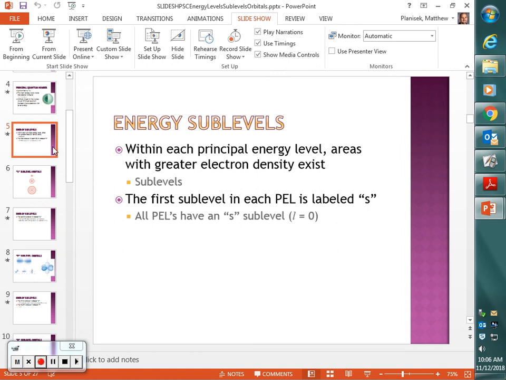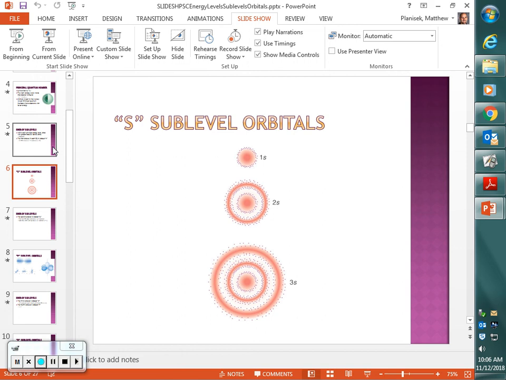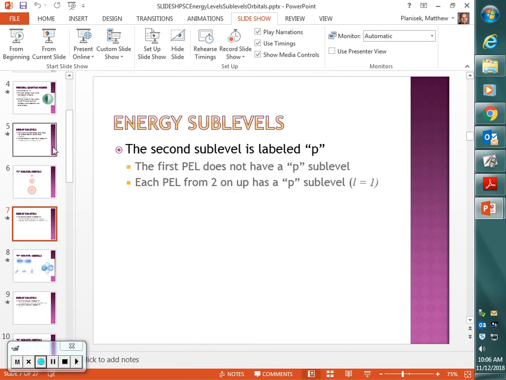Okay. So the first sublevel that we get to. Sublevel is basically a fancy way of talking about the shape of the orbital. So the first sublevel we get to is called the S sublevel. S orbitals are all spherical orbitals. Each level has an S orbital. It's the first sublevel that we get to. These are all our S orbitals. The next sublevel that we get to we call the P sublevel.